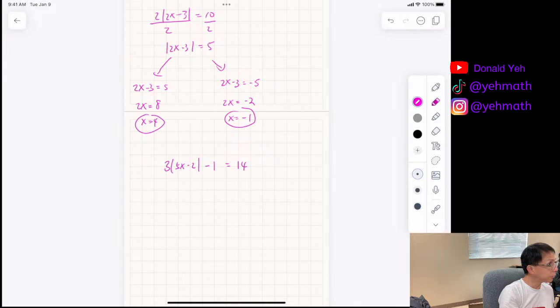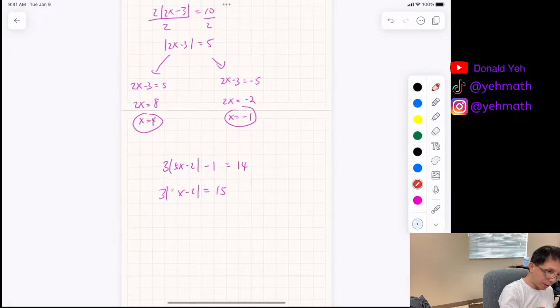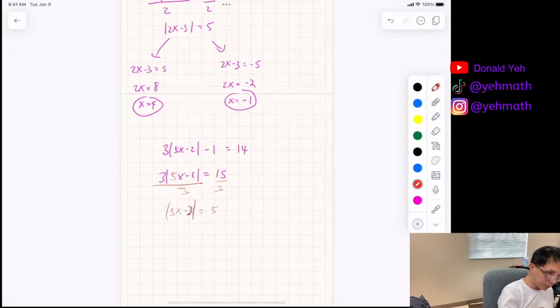Okay. First, isolate the group function. The group function is absolute value, so 3 absolute value 5x minus 2 is equal to 15. Did you guys get that? Okay, so that's going to be 5. And then I'm going to divide by 3 on both sides because I can divide by 3 like this. So absolute value 5x minus 2 is equal to 5.